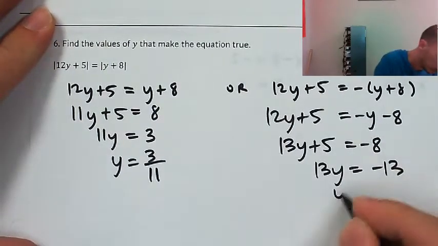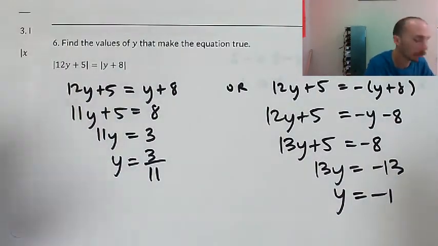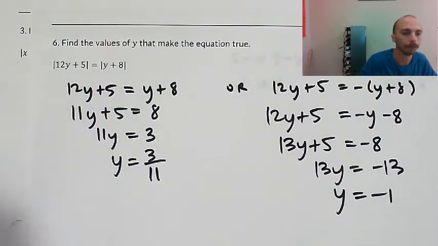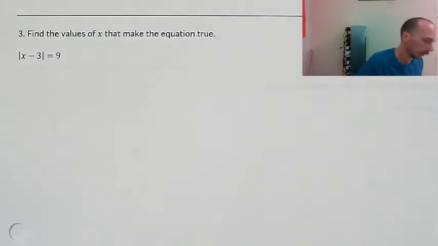divide by 13, and then I've got myself two solutions, and you can check, but both of these are going to make the equation true. And that, yep, that's all for Form A. Let's do Form B.